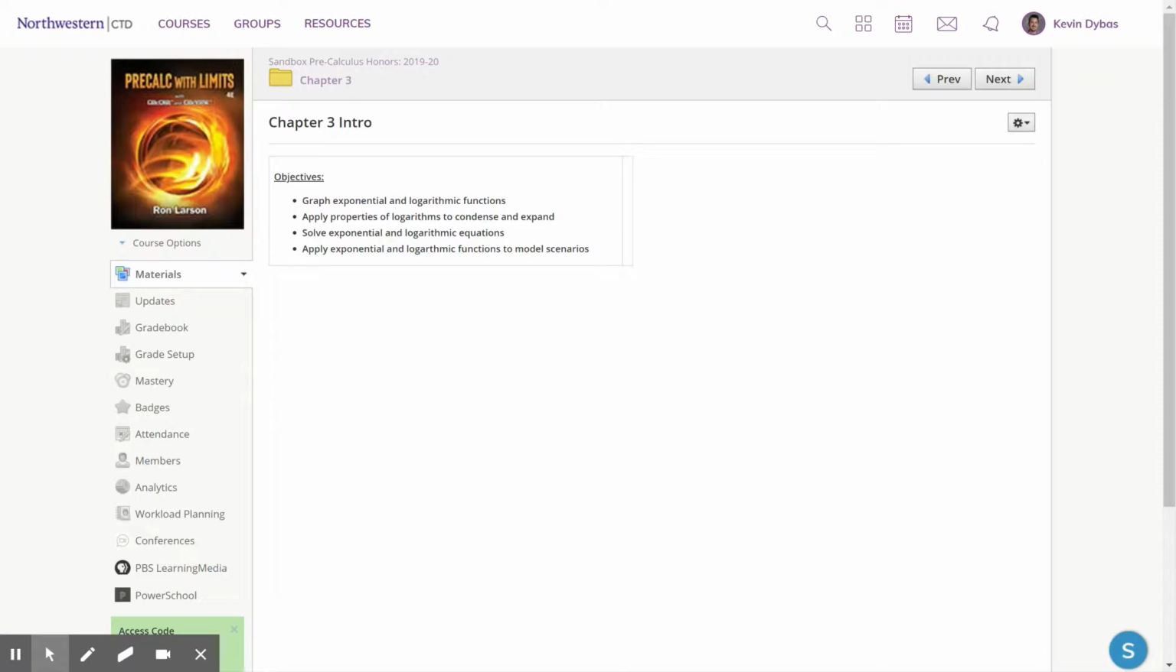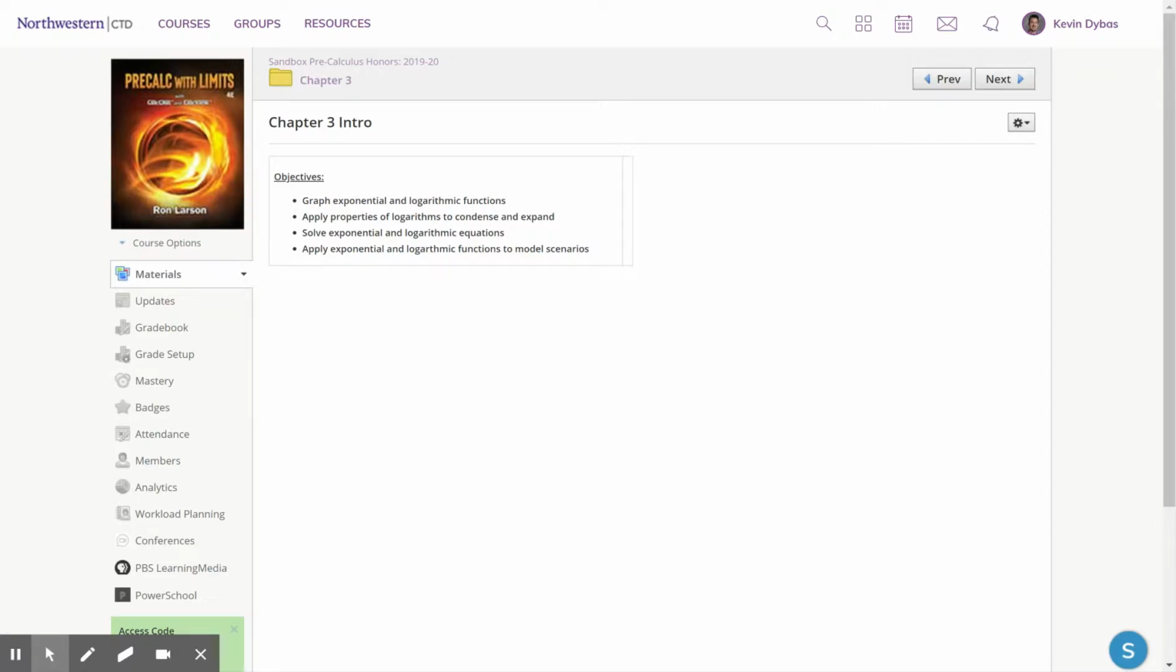And then speaking of that, solving exponential and logarithmic equations. So again, there's 2 different types and 2 different processes that you're going to take here, depending on if it's exponential or logarithmic. But you really need to be able to solve an exponential equation and solve a logarithmic equation. And then last, applying exponential and logarithmic functions to model scenarios.